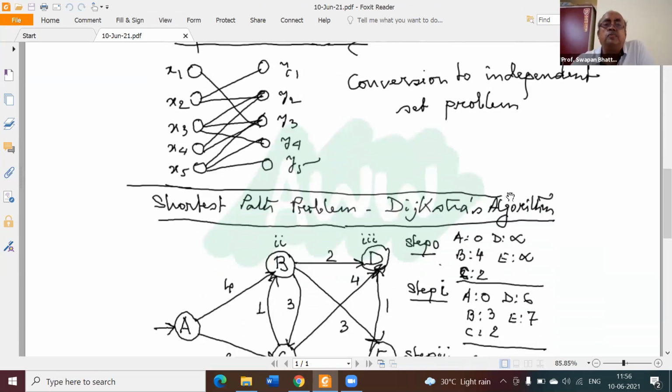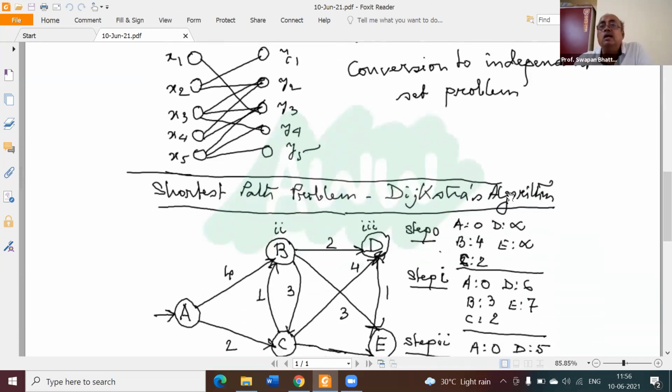Next, another problem. Here, I've deliberately chosen this problem because at least for one problem, I want to take you to the conclusion in terms of design of algorithm. So far, we have concentrated on algorithms for conversion of the problem to a model. Now, we'll go right up to the solution level. And this is a very famous problem known as Dijkstra's algorithm.